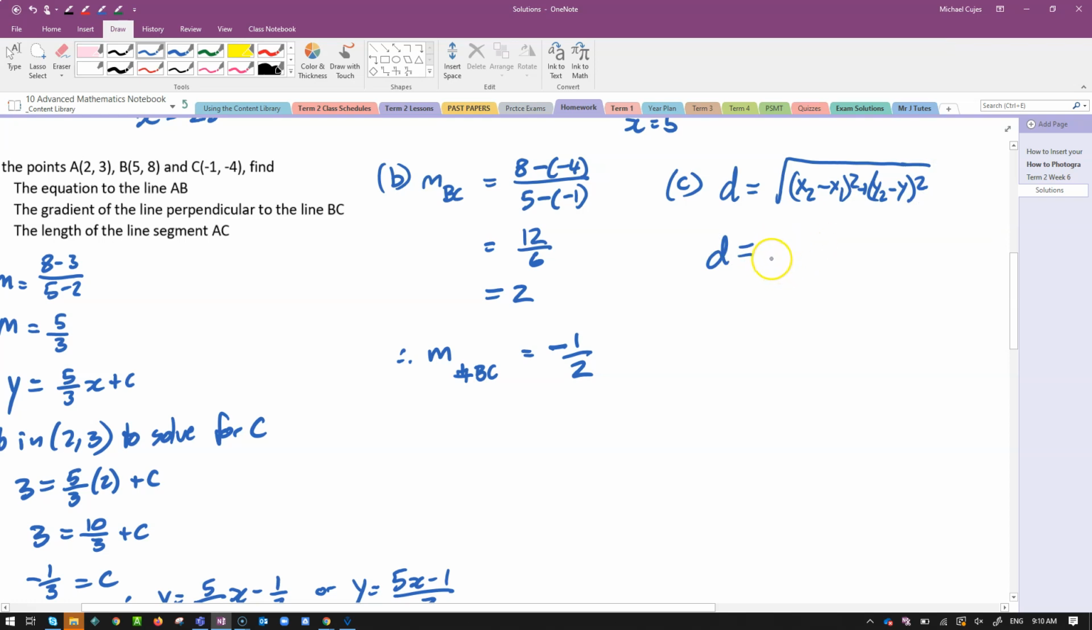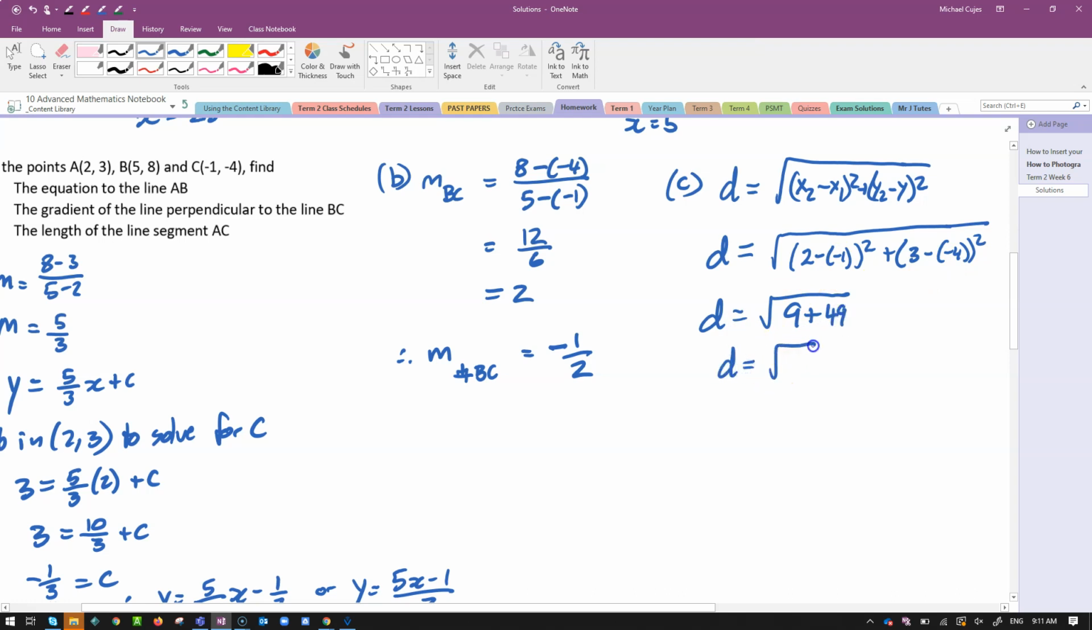So I've got A, filling in the blanks here. I'm going to go for the A points first. So 2 minus negative 1 squared plus 3 minus negative 4 squared. So 3 squared is going to be 9, and 7 squared is 49. d is equal to the square root of 58.